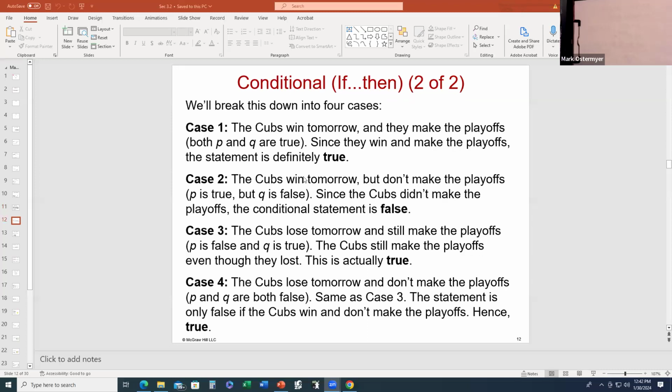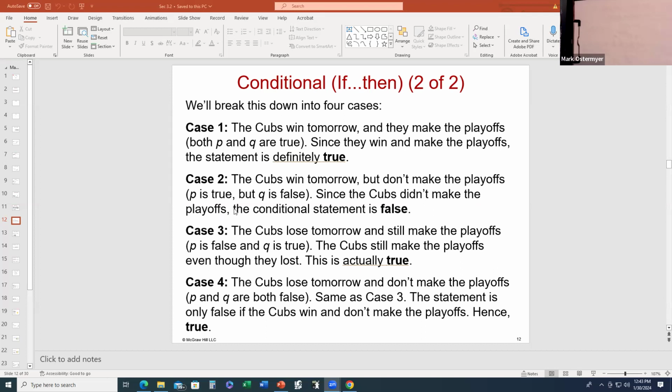All right, now let's break down the truth values of a conditional statement. You have to look at different cases here to get a feel for this. Case one, suppose the Cubs win tomorrow, so P is true, and they make the playoffs, so therefore Q is true. Do you think that the if-then should be true? Yes, and it is. You're correct. So if P is true and the simple statement Q is true, then the conditional, if P, then Q, is true. So again, if both simple statements are true, an if-then conditional statement is true.